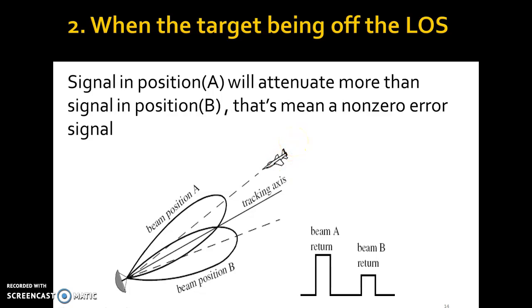Attenuation produced in position A will be more because the tilting of the target is more towards position A. So that is why the tilting will be more, and the beam return will also be more. You can see in these pulse waveform shapes, the beam return A is more, having a higher shape as compared to beam return B.